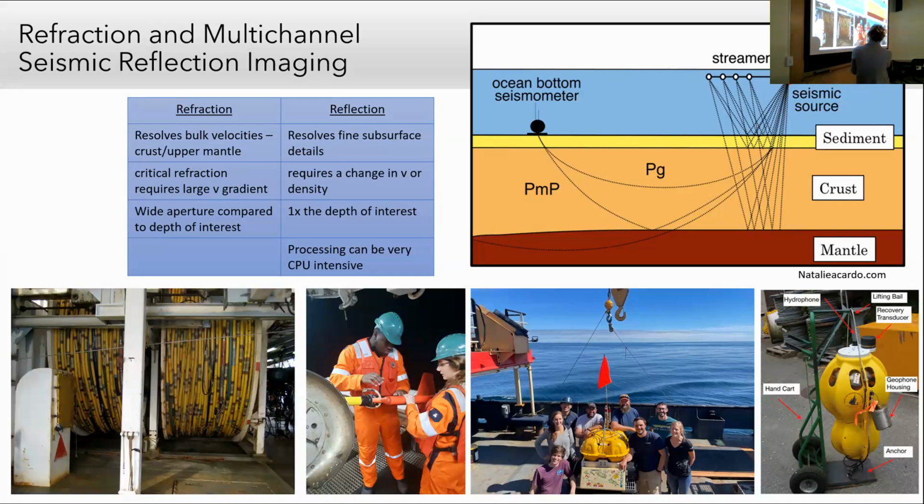And this image at the top is another simpler, more textbooky version of what I was just talking about, with reflections being recorded on the hydrophone streamer that are bouncing off of layers in the subsurface, and then refractions that are bending through the crust and upper mantle. All right. Cool.